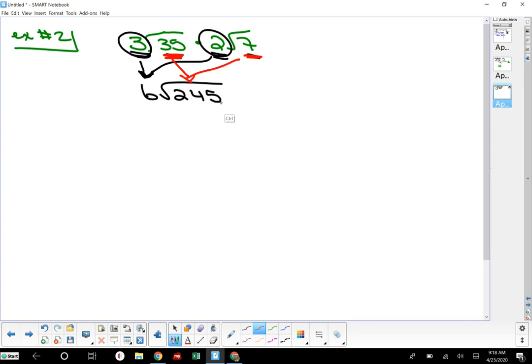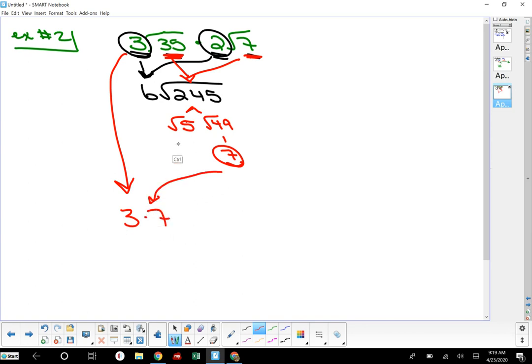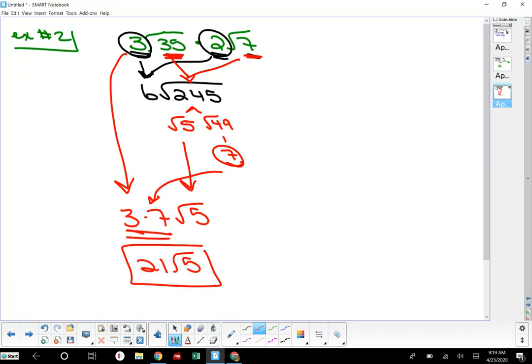Now you're going to simplify just like you have been. So 245 will break down into rad 5 and rad 49. The root of 49 is 7. So I'm going to have the 3 from here, the 7 from here, and the radical left over. Multiply these together, 21 rad 5. Okay?